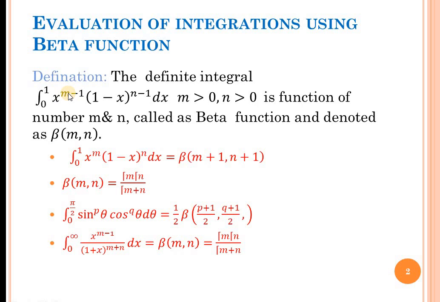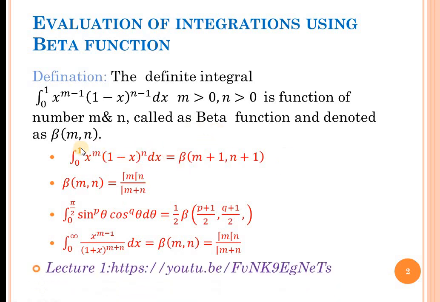Therefore, when I replace m and n by m plus 1, n plus 1, beta of m plus 1 comma n plus 1 is nothing but the integration from 0 to 1 x raised to m into 1 minus x raised to power n dx. Now we use this as a formula. I repeat one more time, integration 0 to 1 x raised to m, 1 minus x raised to n dx is beta of m plus 1 comma n plus 1.